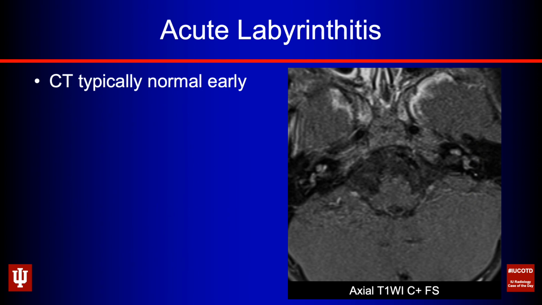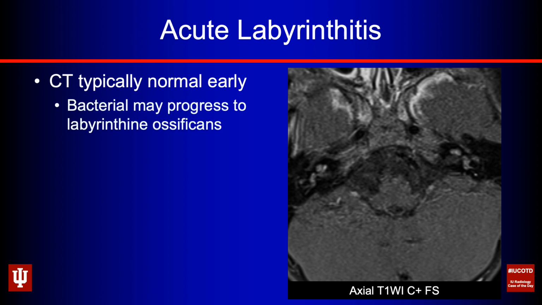What does it look like on CT? Well, typically early on, it's going to be normal. However, if you have bacterial labyrinthitis, sort of the long-term complication that will oftentimes develop is labyrinthine ossificans, in which you have abnormal mineralization within the membranous labyrinth structures. The vestibule, the semicircular canals, the cochlea, any of those can be involved, although I typically see semicircular canal involvement most commonly, probably followed by cochlear second.